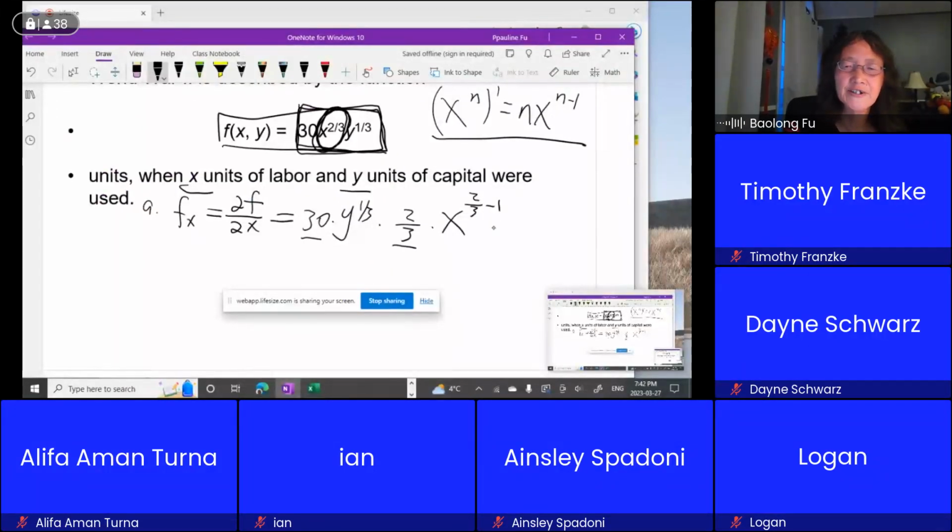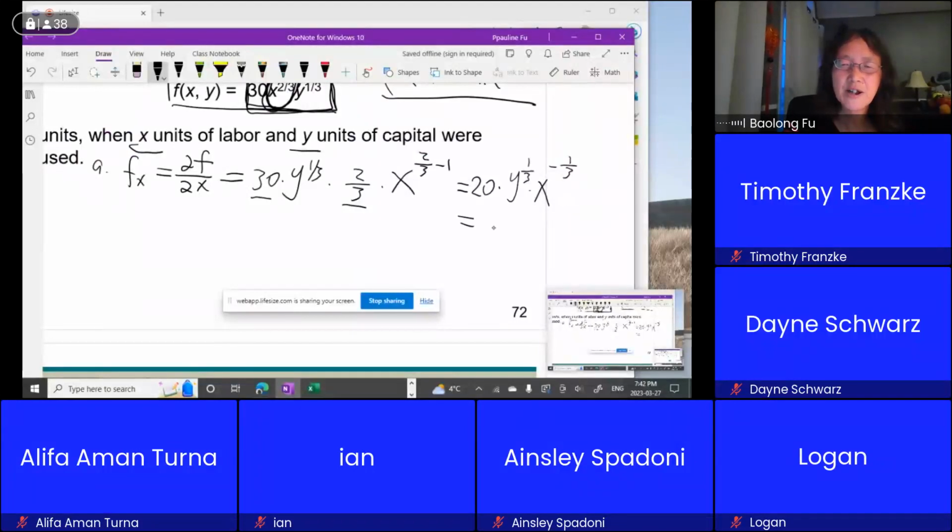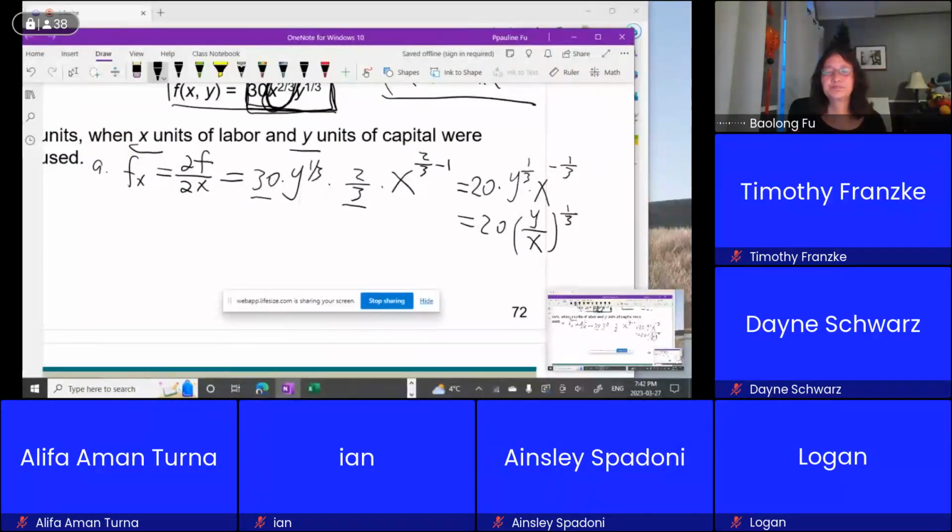This is constant. You combine the constants, so it is 20. And then y to the 1/3 times x to the negative 1/3. And then you can move the negative to here, 1/3. Questions?